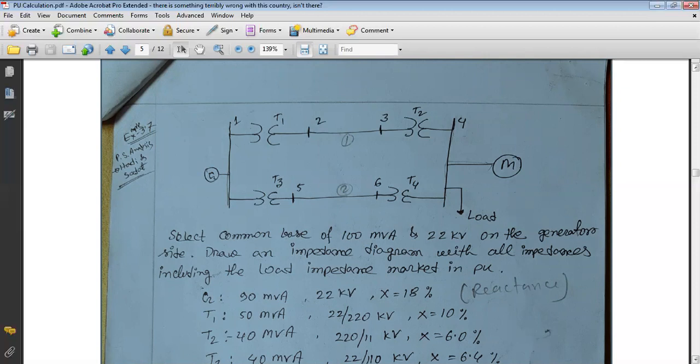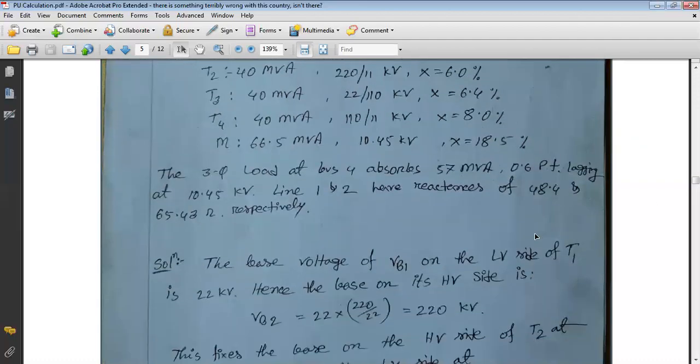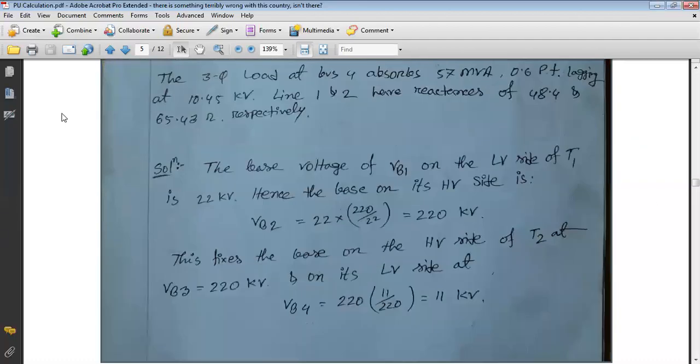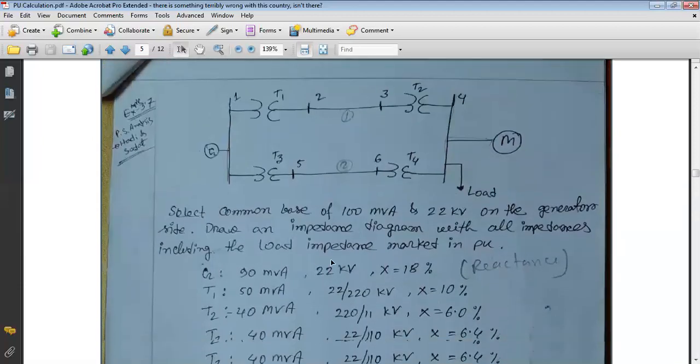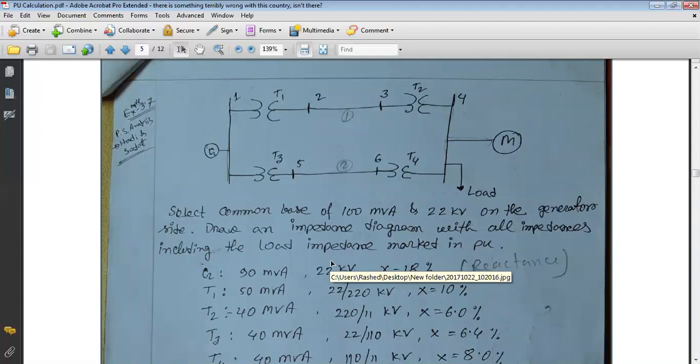So to solve the problem, at first we calculate the base voltage. The base voltage VB1 on the low voltage side of the transformer is 22 kV. This is given in the rating actually. That is for transformer 1.